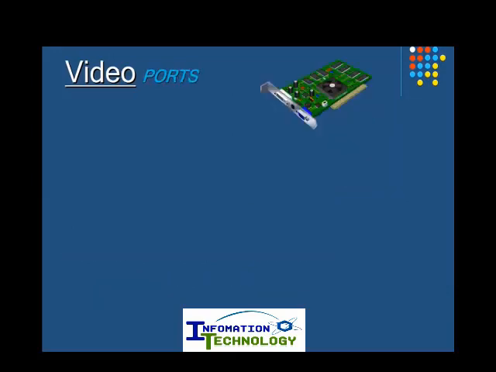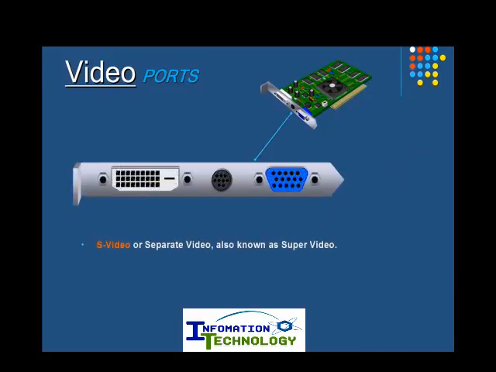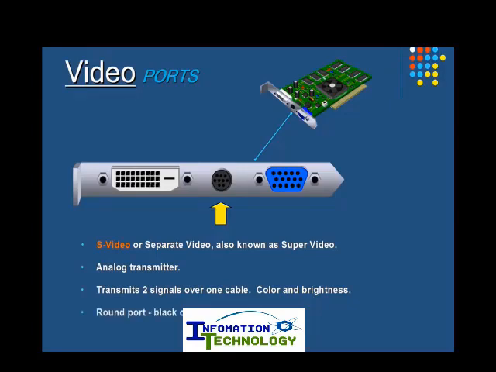There are several different types of video ports that are used today. One port is called S-Video or separate video, also known as Super Video. S-Video is an analog transmitter. It transmits two signals over one cable. One signal is for color, and the other signal is for brightness. The S-Video port is round and is usually a black color.